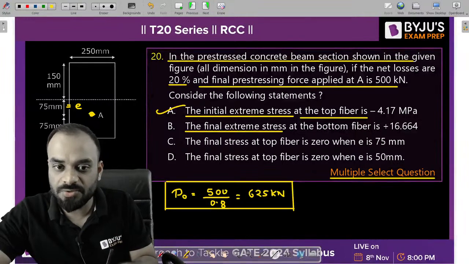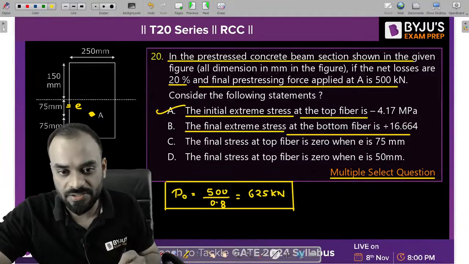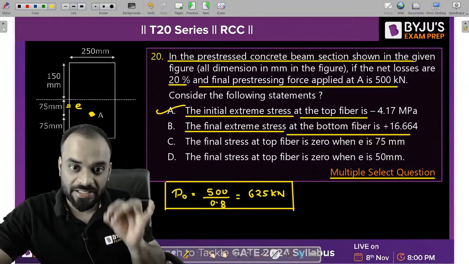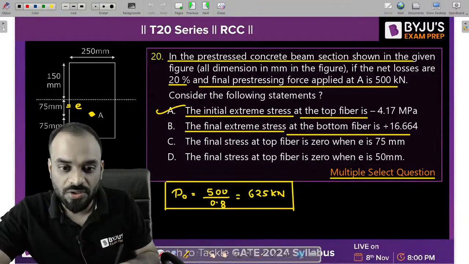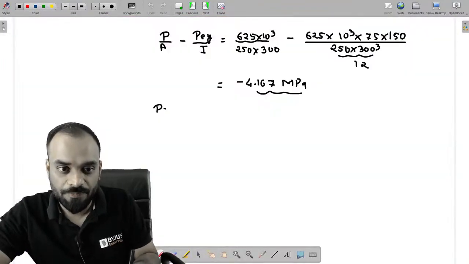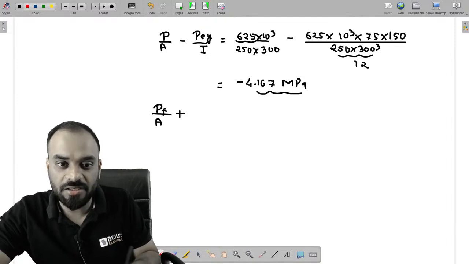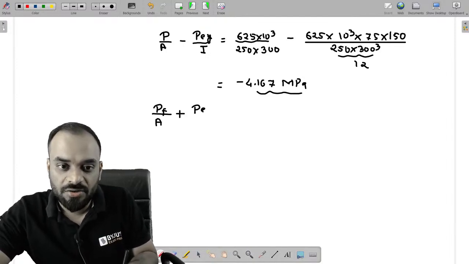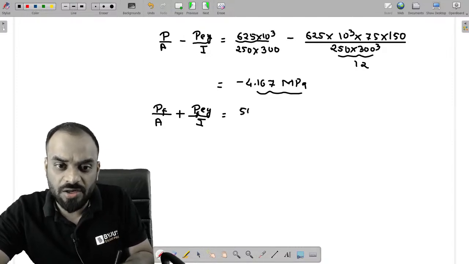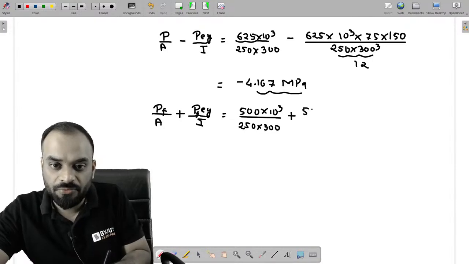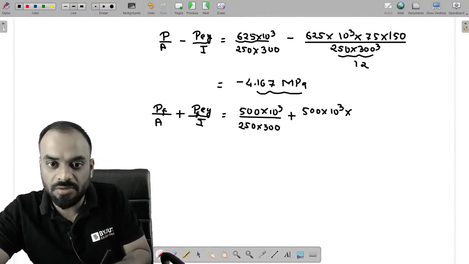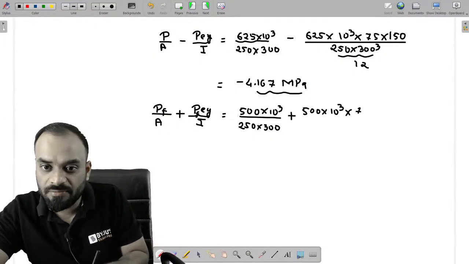The final extreme stress at the bottom fiber is equal to this much. How can you calculate the final extreme stress? You need to use the final pre-stressing force, which is basically 500. Divide by area. In case of bottom, the value should be added. So P E Y by I, that means P final E Y by I. Let's put the final value of pre-stressing force, 500 into 10 raised to power 3, divided by area, plus 500 multiplied by 10 raised to power 3 multiplied by E, which is equal to 75.